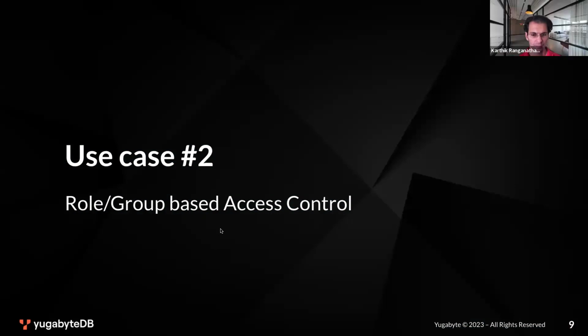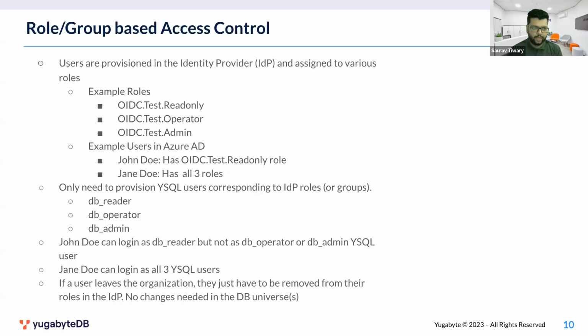Yep. So use case two that I want to cover is the role-based or similarly group-based access control. Okay. So this is the kind of use case I have in mind when I say role-based access control. What you have in your identity provider is these example roles. These are just example roles. Suppose you have three roles: test read-only, test operator, and test admin. And you have a bunch of users in your Active Directory, which are John Doe and Jane Doe. Of course, the assumption is that there will be more users than roles. I mean, that's the whole reason why we do role-based access control.